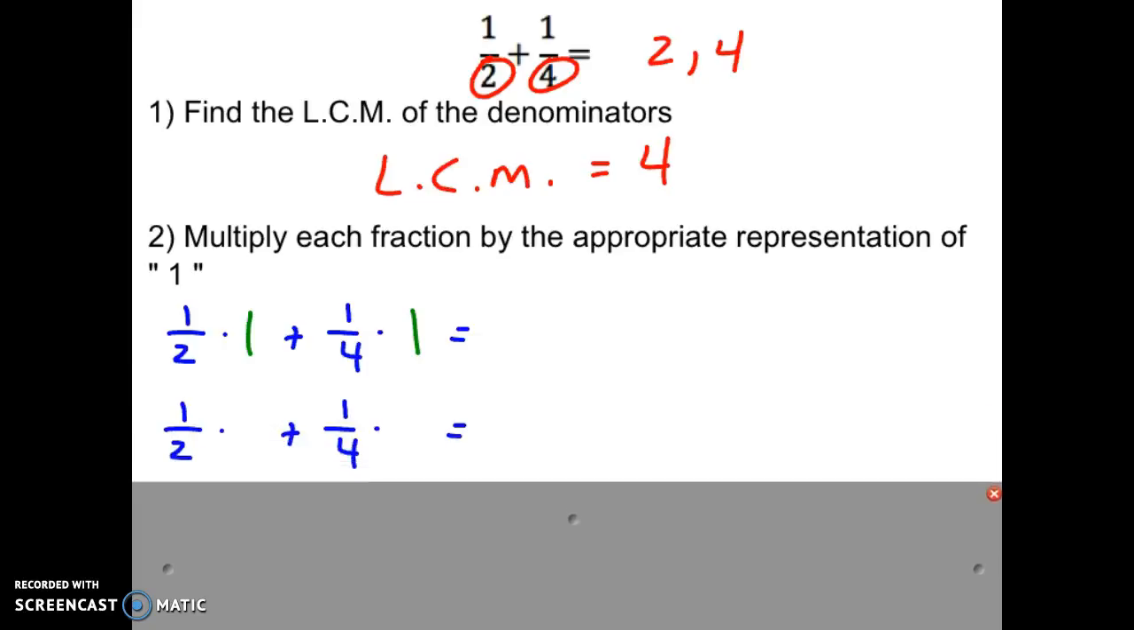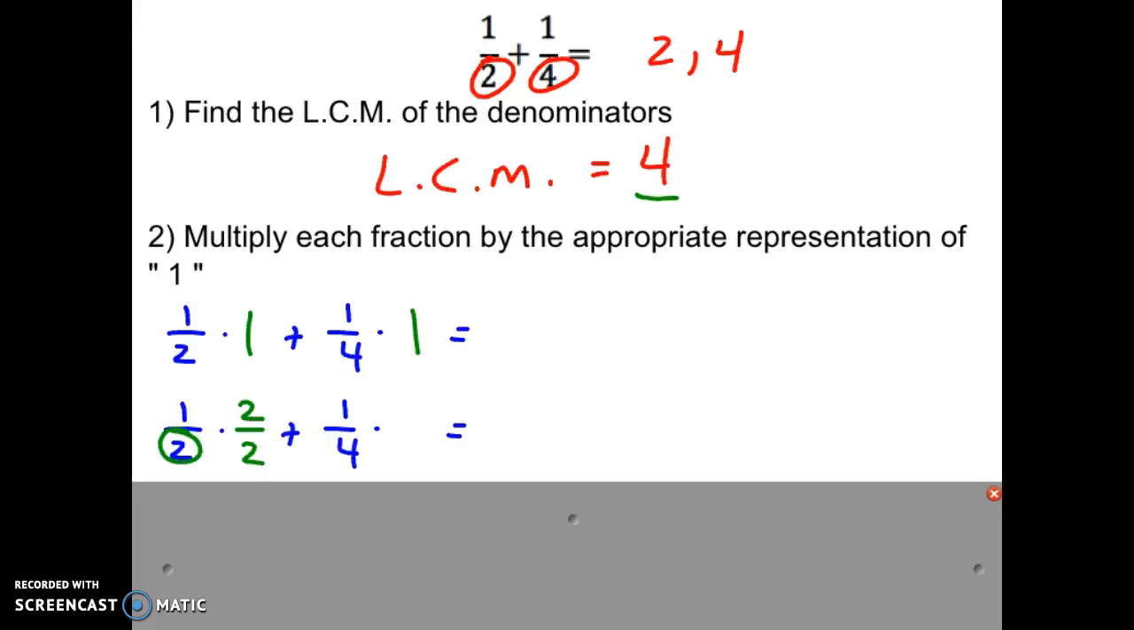So what I mean by an appropriate representation of 1 is we're going to make some equivalent fractions to replace the 1. Now to do this, we're going to take our least common multiple, in this case the 4, and we're going to divide by the denominator in each case. So for the first fraction, the 1/2, we're going to take the 4, and we're going to divide by the 2. 4 divided by 2 is 2, so we're going to make an equal representation of 1 in 2/2.